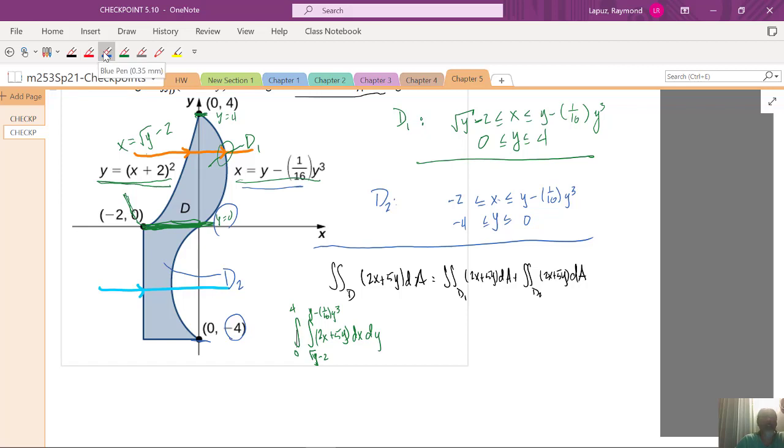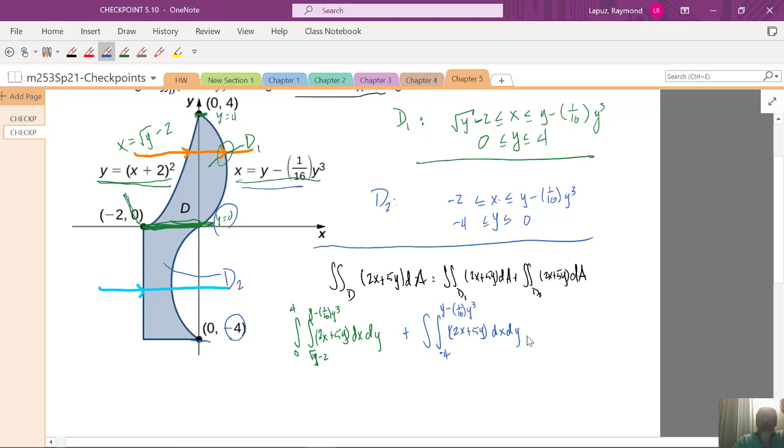And that's your first integral, and your second integral will be similar. Let's write down the integrand first. That's going to be 2x plus 5y, and again, dx dy. Our x limits go from -2 to that function, y minus 1/16 y cubed. And then our y limits go from -4 to 0. Okay.